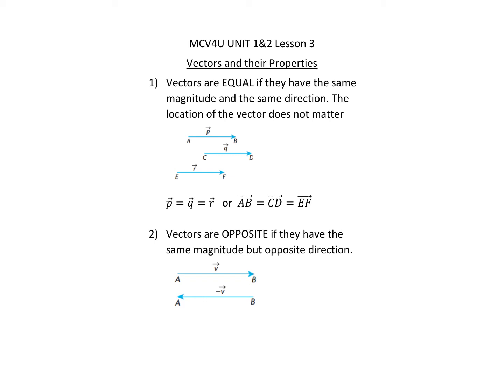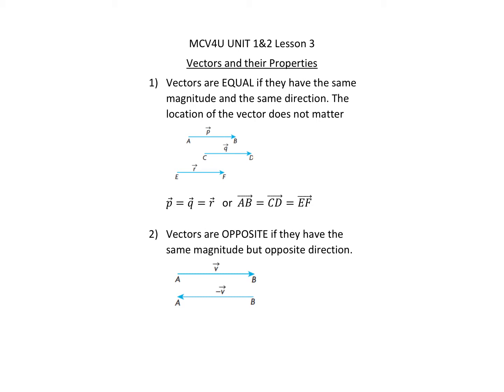In lesson 3, we're going to start to look at some of the properties of vectors. As we mentioned, vectors have a magnitude and a direction. So the first property that we can look at is that vectors are considered equal if they have the same magnitude and the same direction. The location of the vector does not matter as long as they're going in the same direction.